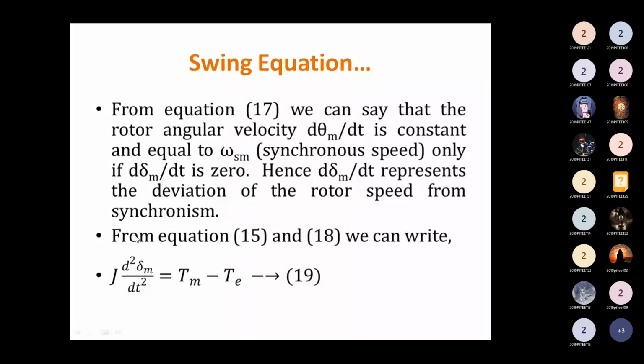So from equations 15 and 18, just comparing equations 15 and 18, I can say J d square theta m by dt square equal to Tm minus Te is the same as J d square delta m by dt square. So both are equal only. In the statement we have proven, delta m and theta m are equal only. So I can modify it as J d square delta m by dt square equal to Tm minus Te in the 19th expression. I replaced theta m with delta m.